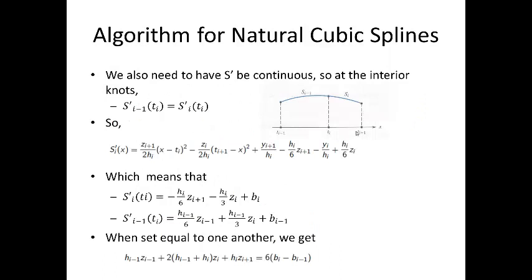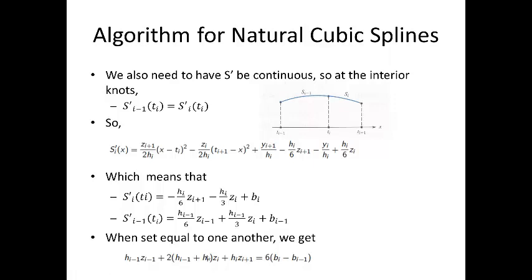So we also need to have S prime be continuous. At the interior knots, we want S prime sub i minus 1 at t sub i to be equal to S prime sub i evaluated at t sub i. Again, we have this form for S sub i prime of x, and that means that S sub i prime evaluated at t sub i is going to be this, and S prime sub i minus 1 at t sub i is this. When we set them equal to each other, we get another equation.